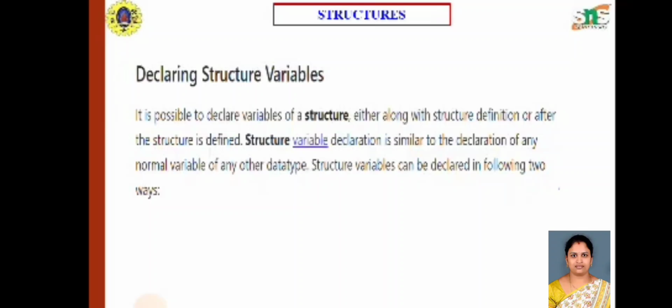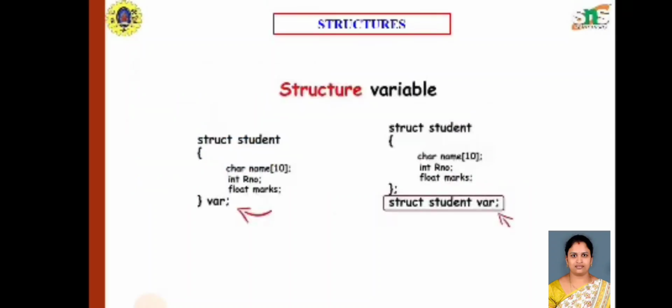Declaring structure variables: it is possible to declare variables of a structure either along with the structure definition or after the structure is defined. Structure variable declaration is similar to the declaration of any normal variable of any other data type. Structure variables can be declared in the following 2 ways. This is one of the ways to declare the structure variable. You can use the variable which is used to access the structure at the end of the structure itself. Otherwise we can use this format also. We have to use the struct keyword, the structure name, and then give a variable to access this structure. So these are the 2 ways of accessing the structure.